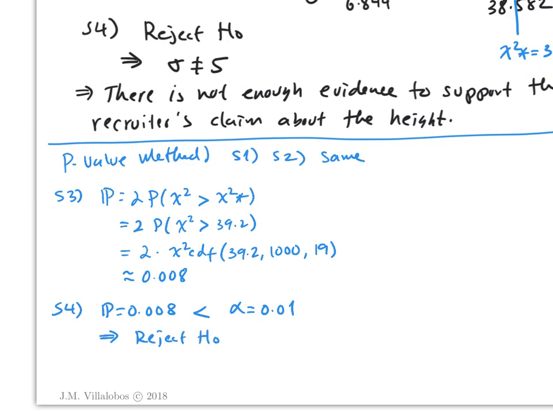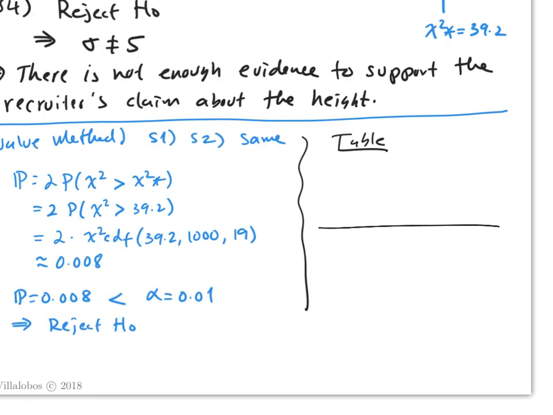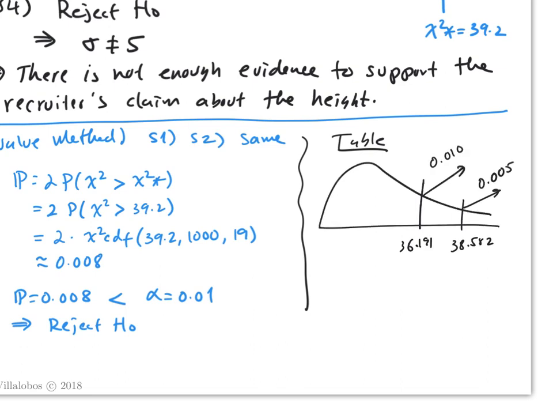Remember, you use the table. You have to find a value in between in the table. The last two values on the table are 38.582. This area is 0.005. The previous value was 36.191. The area to the right is 0.10. As you can see, when the number gets bigger, the area to the right gets smaller.